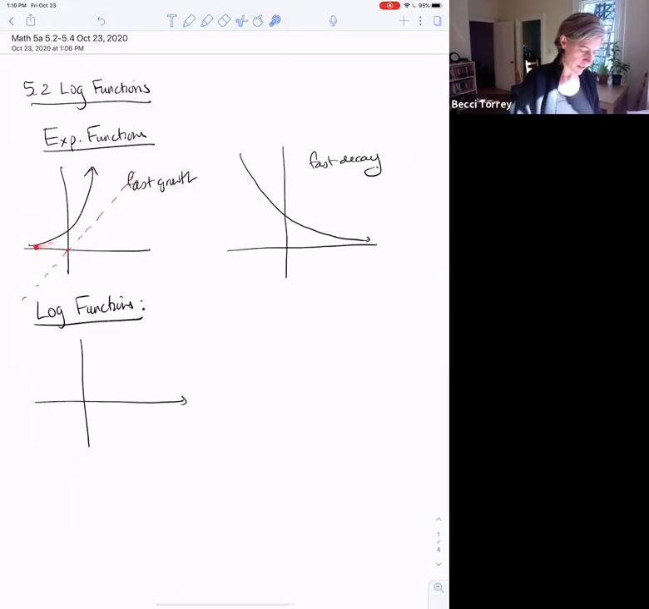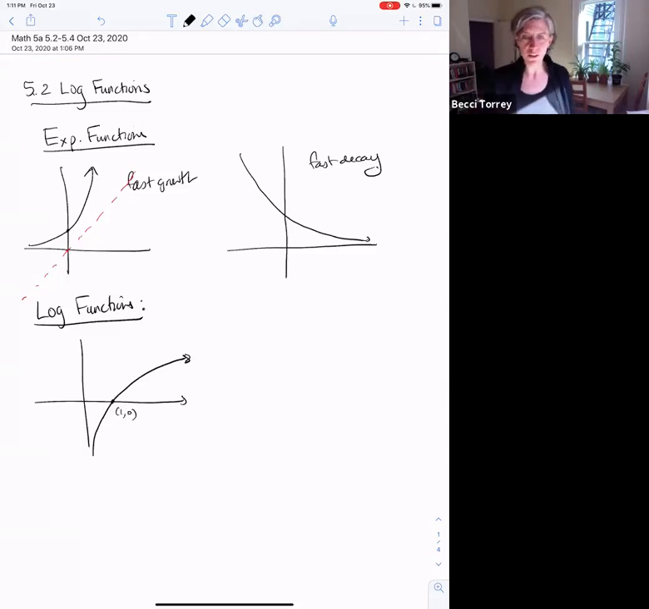Instead of having this horizontal asymptote over here, you're going to get a vertical asymptote along the y-axis. Instead of going through (0, 1), we're going to go through (1, 0). And then it grows. It does go off to infinity as x goes to infinity, but it goes very slowly. It's hard to tell from the way I've drawn the graph. So it's a very slow growth, and this is a good model for something that does grow. It gets bigger, but it's slow growth. Anything that has very slow growth is the kind of thing we want to model with the log function.